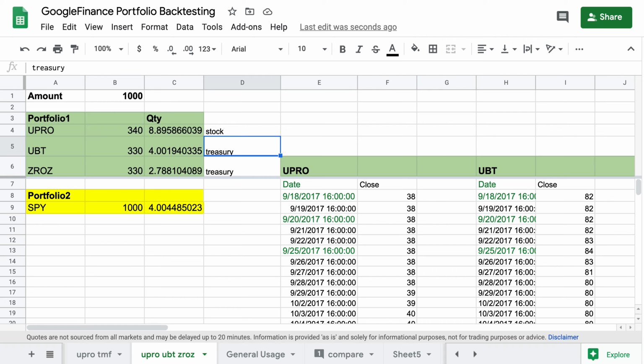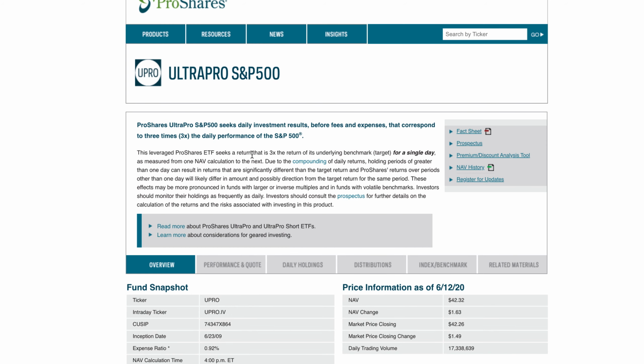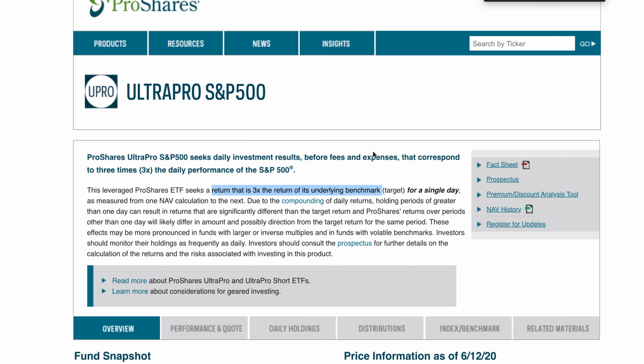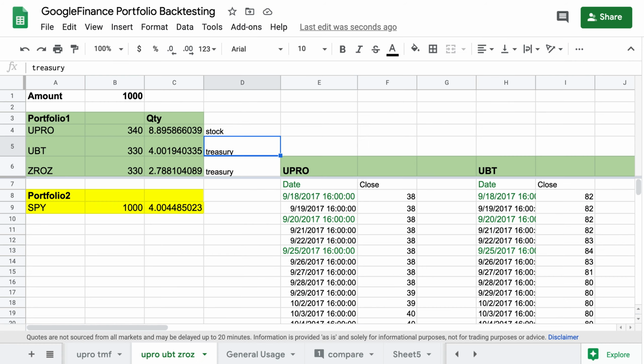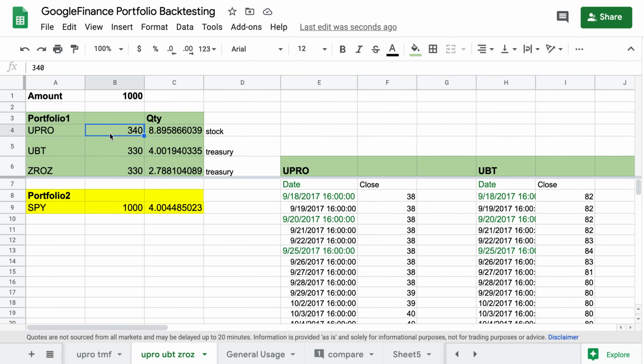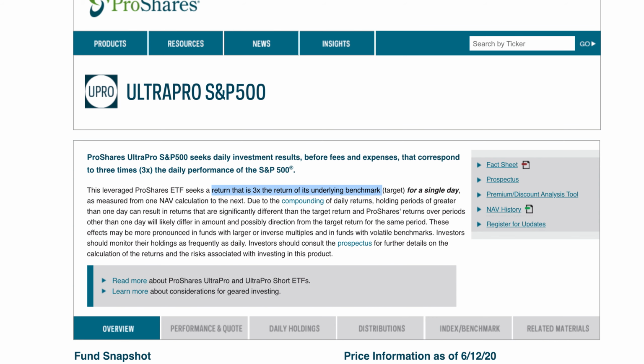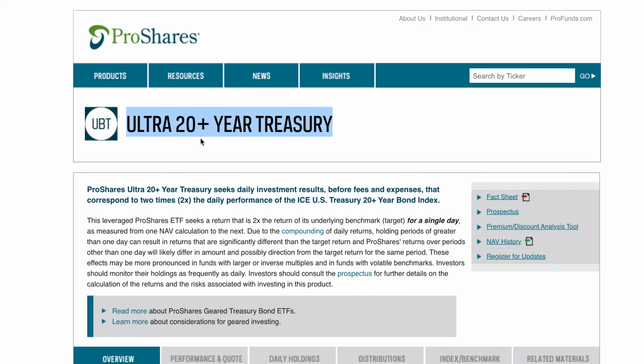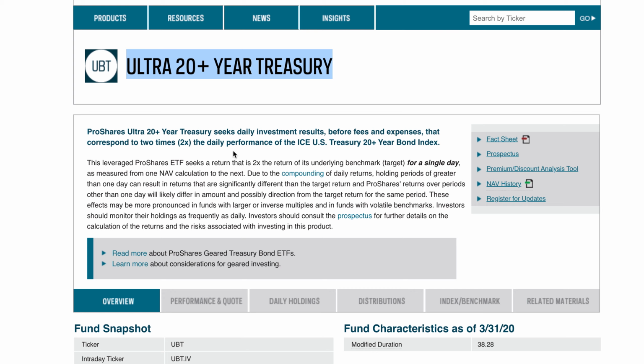But if you don't know what UPRO is, let me give you an explanation. UPRO basically tracks 3 times. It gives 3x returns of the underlying benchmark, and the underlying benchmark is SPY. So it moves 3 times for a given day for SPY. In one sentence, if SPY goes up 1%, then UPRO goes up 3%, and if SPY goes down 1%, UPRO goes down 3%. That's it. And this is for a given day, not for a range, because the numbers would be different if you check for a week or a month or something. So this is a daily performance leveraged ETF. Similarly, UBT is a 2x of the daily performance of the 20-plus year bond index.